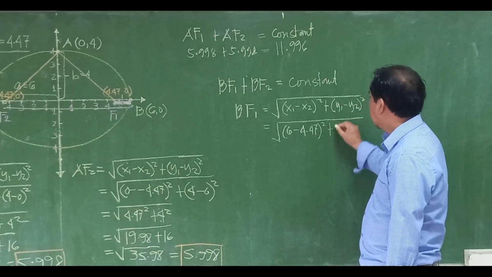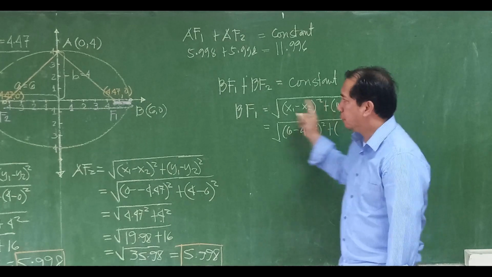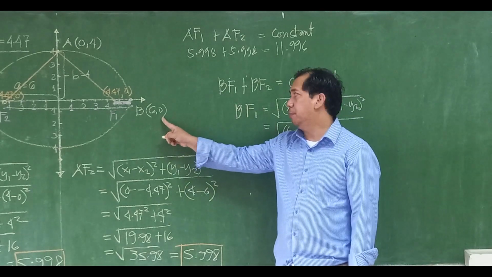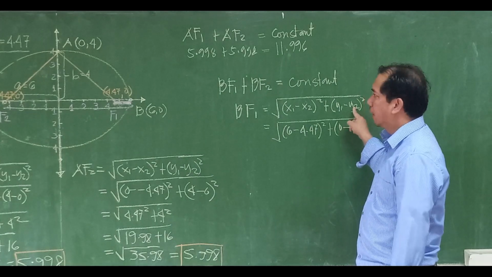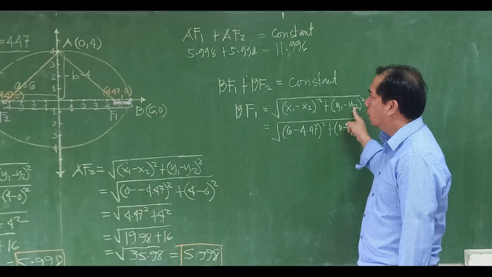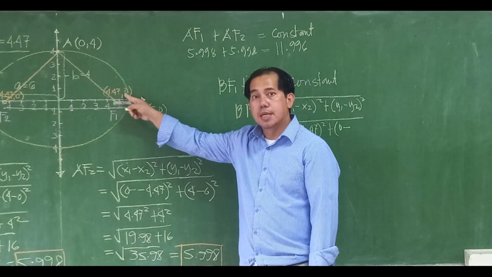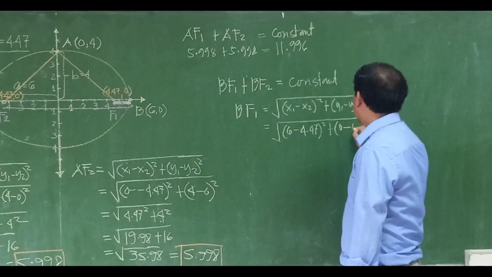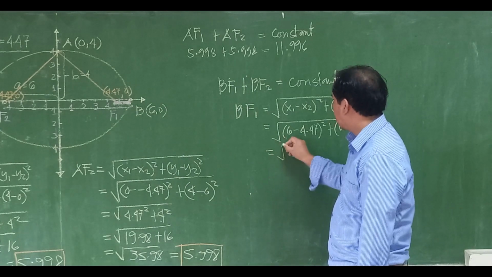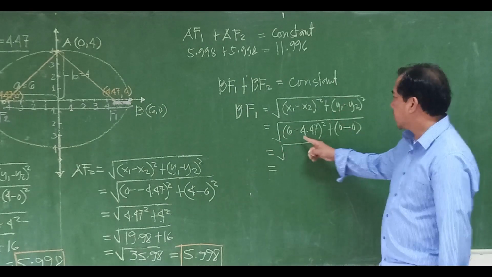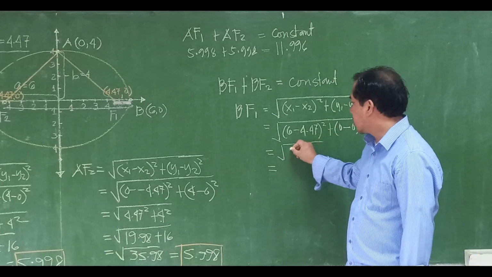Plus, now we have in here y. What is our y in point B? Okay, point B, that is 0. Minus, what about our y in focus 1? Focus 1, that is 0. So meaning, the result is the same as the square root of, what is the result of this one?